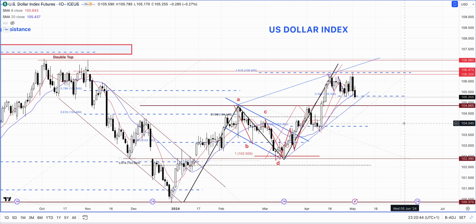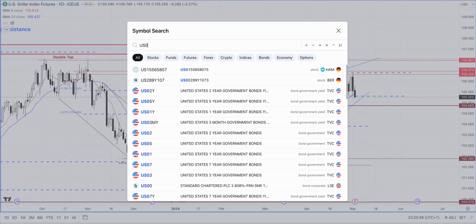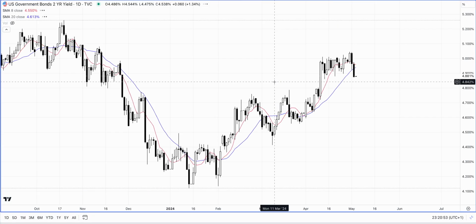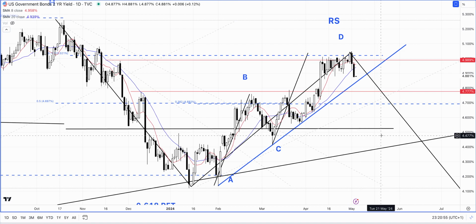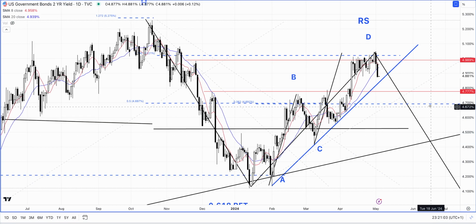Now we'll just move to the US Treasury yields. We'll take a look at the 2-year Treasury note, and we'll do that by taking a look at the yield chart. So what we see on the y-axis, these are yields. This is what the 2-year note is yielding currently, roughly around 4.88%.